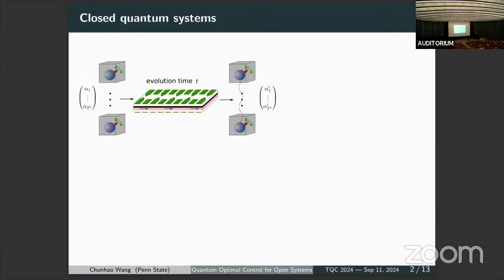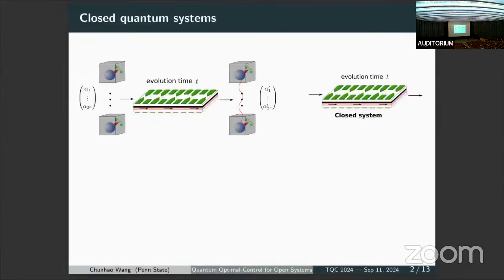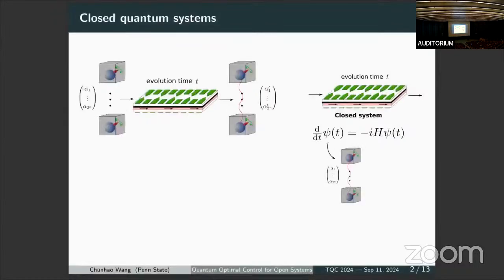And the word closed means there's no interaction with the environment. So the system just evolves on its own. In this case, the dynamics of the system can be modeled by a differential equation called the Schrödinger equation. This H is a Hermitian matrix called the Hamiltonian, and this evolution is also called Hamiltonian evolution. This psi is the state vector, and the solution to this Schrödinger equation is this. If H is Hermitian, this e to the minus iHt is a unitary operator.